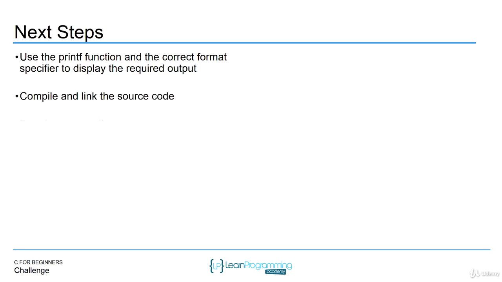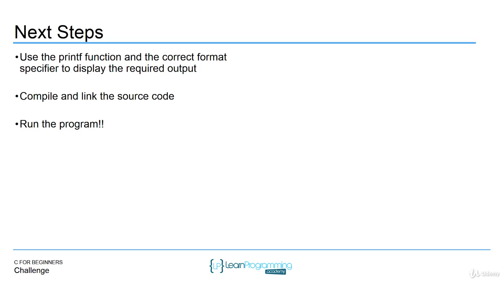After you're done doing that, you should compile and link and then test, run the program. Okay, and again, play around with this program, try different things, try changing variables, data types, try printing out different variables using different data type format specifiers.